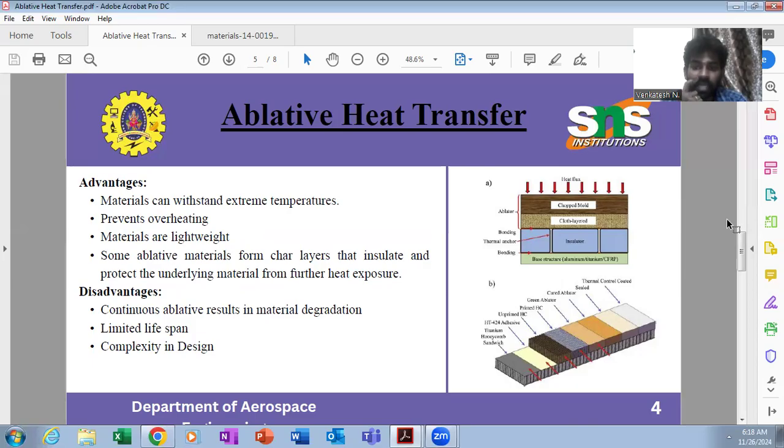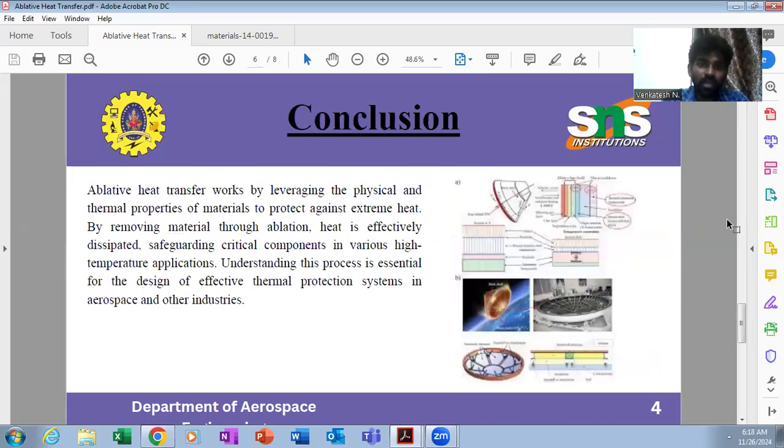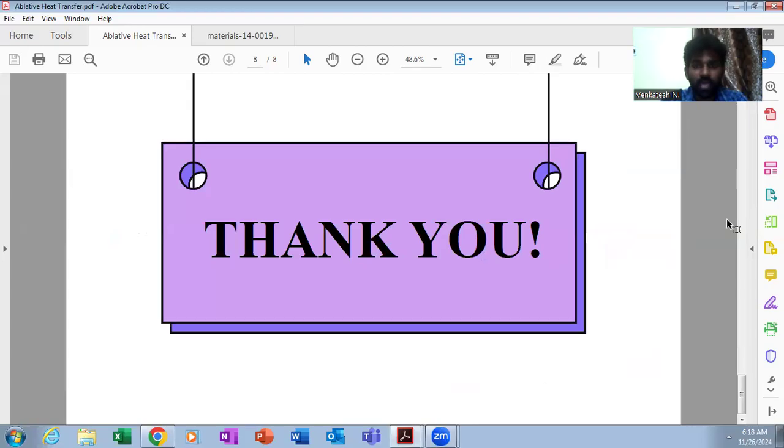And in this image, we explain the sandwich panel section. In the top section, it is located in the heat flux, and the bottom section is the base structure of aluminum and titanium alloy. So it will have a limited lifespan, with a complex design and material safety equipment for the further process. So this is the video lecture about ablative heat transfer in aerospace engineering and its applications. Thank you.